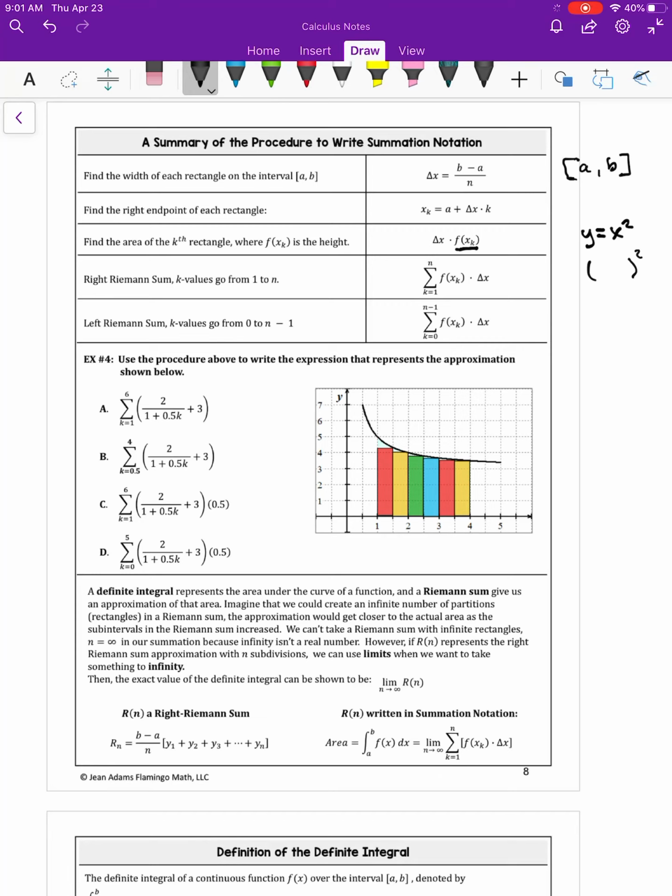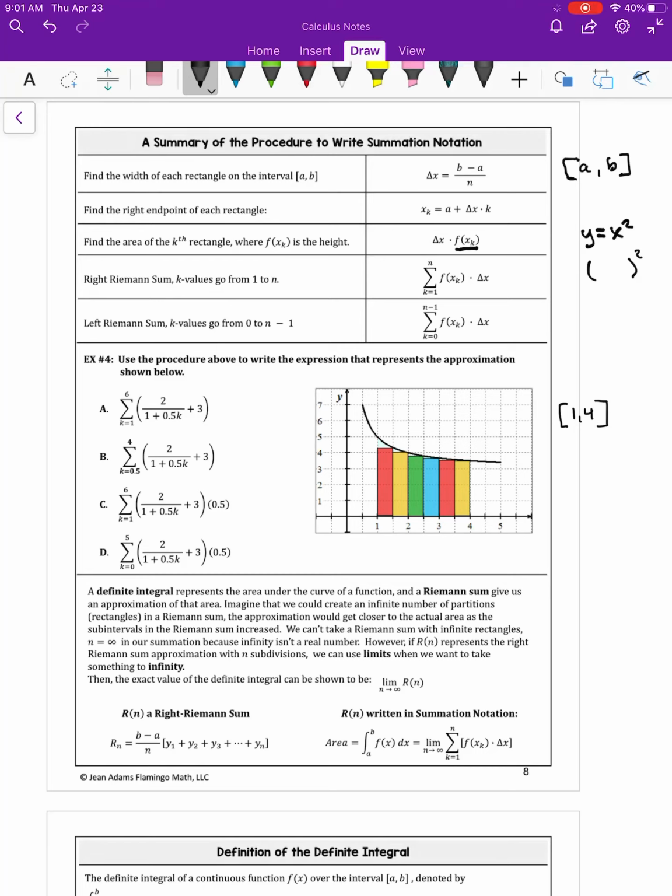Right Riemann sum. K values go from 1 to n. So there's your right Riemann sum. K values going from 1 to n. If it's requesting a left Riemann sum, your K values are going to go from 0 to n minus 1. Okay, and so just be careful whether they want left or right. And you should be able to make sense of that.